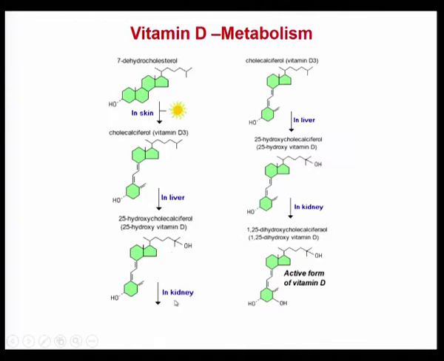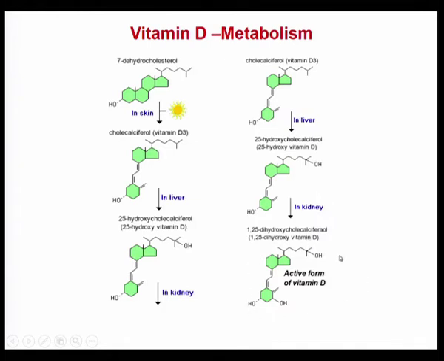Now this again goes to the kidneys. In the kidney one more activation happens. So you see from the liver to the kidneys, and here in the kidneys, can you notice there is one more hydroxy group added over here. So what we call 1,25 dihydroxy cholecalciferol. This is the short version of what this particular activated vitamin D is called, 1,25 dihydroxy vitamin D.